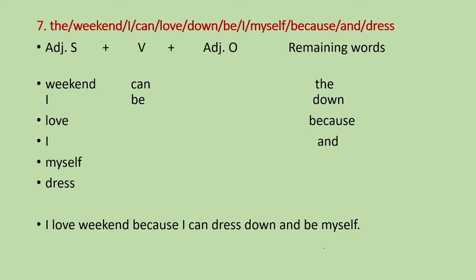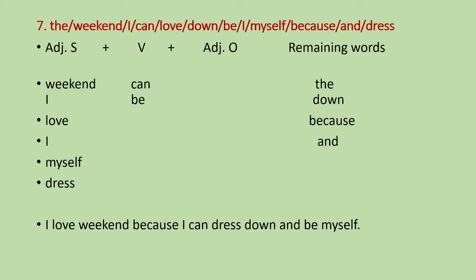Next is the. So we will quickly write it below our equation. So "the" will go under remaining, "weekend" under S, "I" under S, "can" under V, "love" under S, "down" under remaining, "be" under verb, "I" under S, "myself" under S, "because" will go under remaining, "and" under remaining, "dress" under S. So now let's do it. So we have to decide first what is the subject. So most probably it will be "I". So I love. So I love myself. If it is "I love myself", the sentence is complete. Then no other word is required.